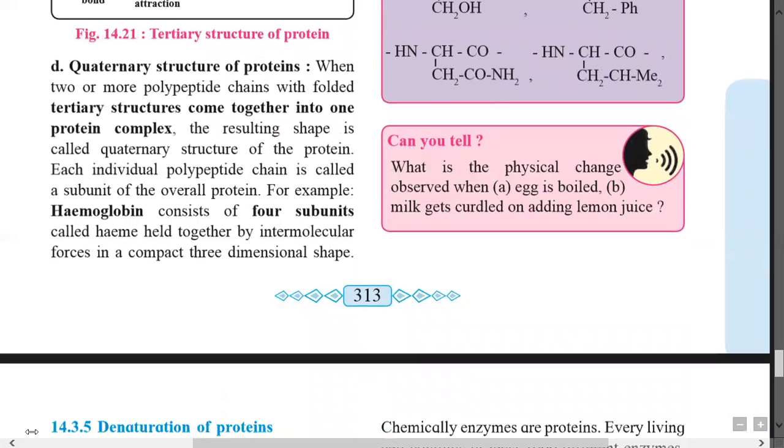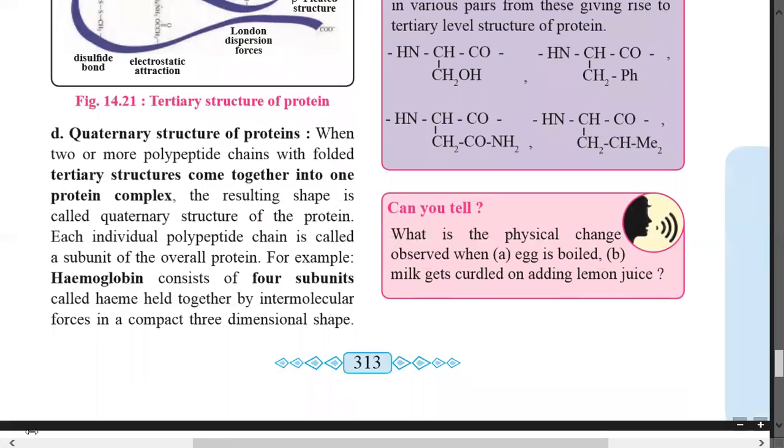So that is about the quaternary structure, and we have studied the structure of protein in 4 levels: primary structure, secondary structure, tertiary structure, and quaternary structure.